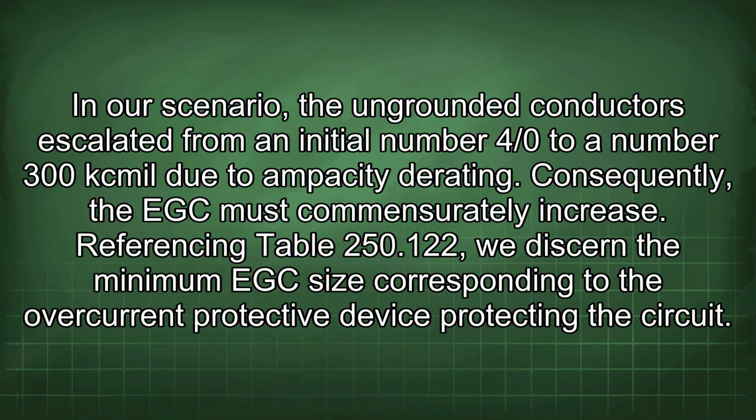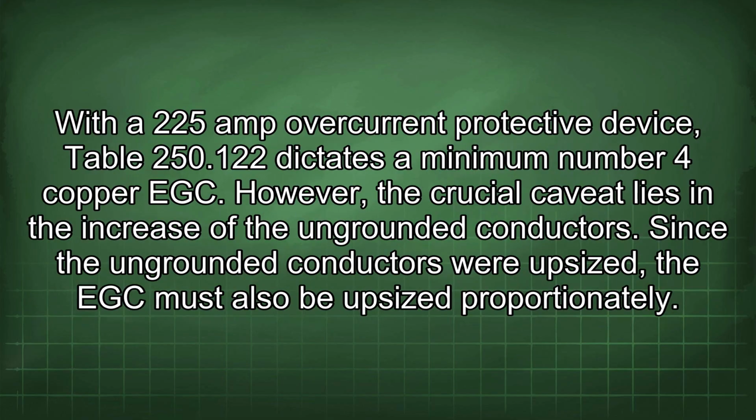In our scenario, the ungrounded conductors escalated from an initial number 4/0 to a number 300 kcmil due to ampacity derating. Consequently, the EGC must commensurately increase. Referencing Table 250.122, we discern the minimum EGC size corresponding to the overcurrent protective device protecting the circuit. With the 225 amp overcurrent protective device, Table 250.122 dictates a minimum number 4 copper EGC.